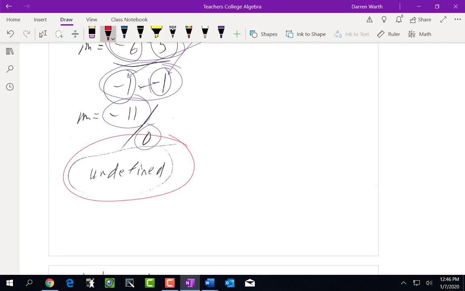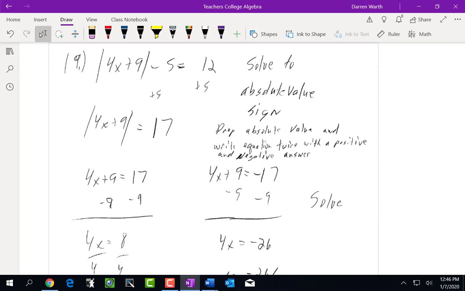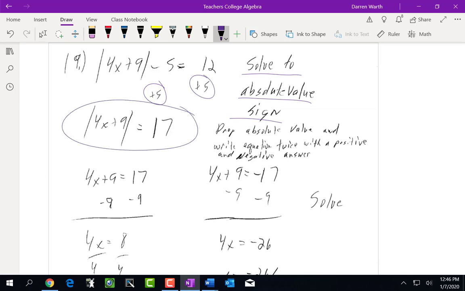Okay, number 19. It says solve the absolute value equation or indicate the equation has no solution. So to solve this, you'll notice we're going to isolate the absolute value sign. So that's our first step. So we're going to add 5 to both sides. And when we do that, I get the absolute value of 4x plus 9 equals 17. Okay, I'm going to drop the absolute value and write the equation twice, once with a positive and once with a negative answer.